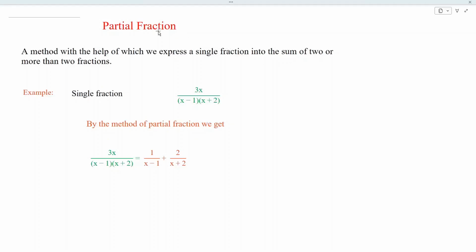Partial fraction is a method with the help of which we convert a single fraction into the sum of 2 or more than 2 small fractions. For example, this is a single fraction. When we apply the partial fraction on this single fraction, as a result we get that this is equal to the sum of these 2 fractions. Now how do we get these 2 fractions? Let us solve this question.